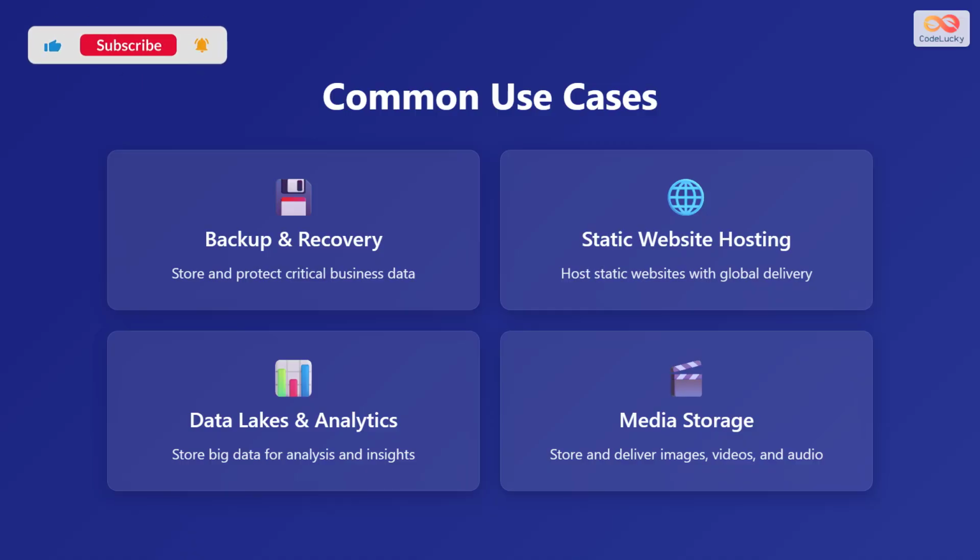Amazon S3 is incredibly versatile and serves many purposes. It's widely used for backup and disaster recovery, providing a reliable destination for critical business data. You can host static websites directly from S3, serving HTML, CSS, JavaScript, and images globally. Data lakes and analytics platforms use S3 to store massive datasets for big data processing and machine learning. Media companies rely on S3 to store and deliver images, videos, and audio files efficiently to users worldwide.